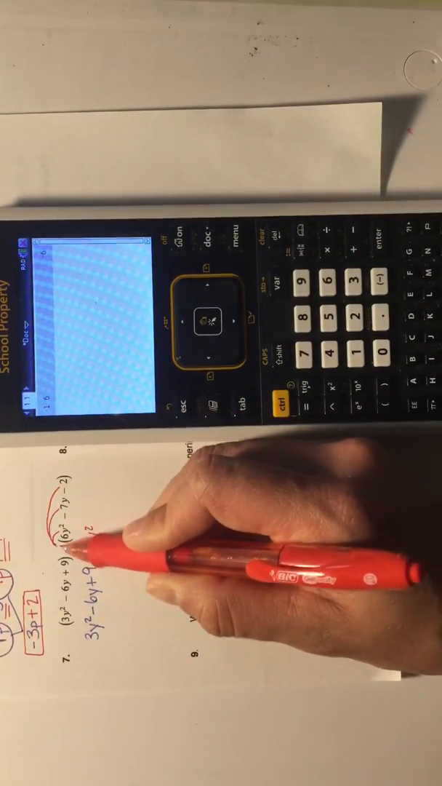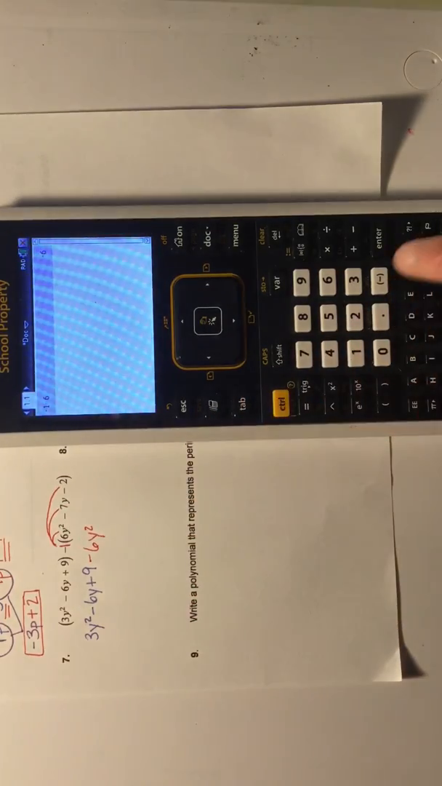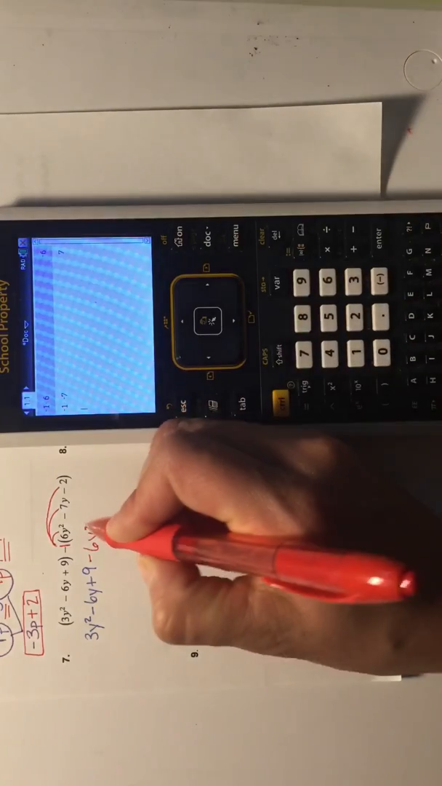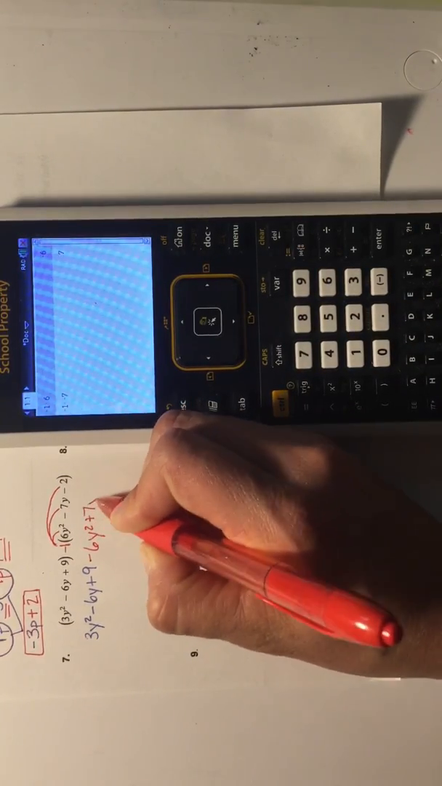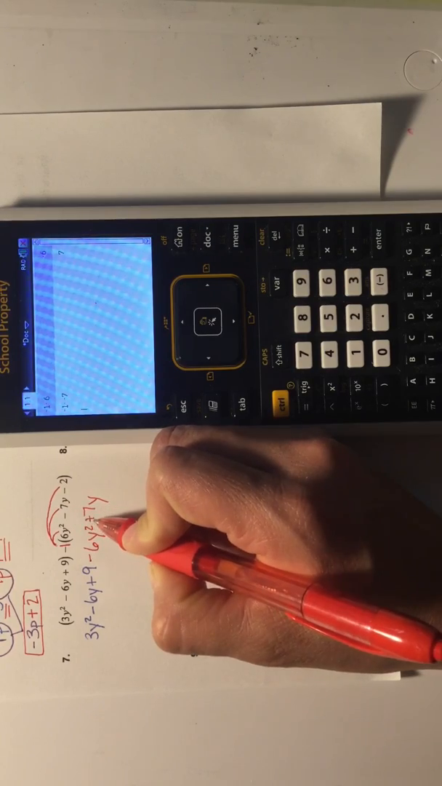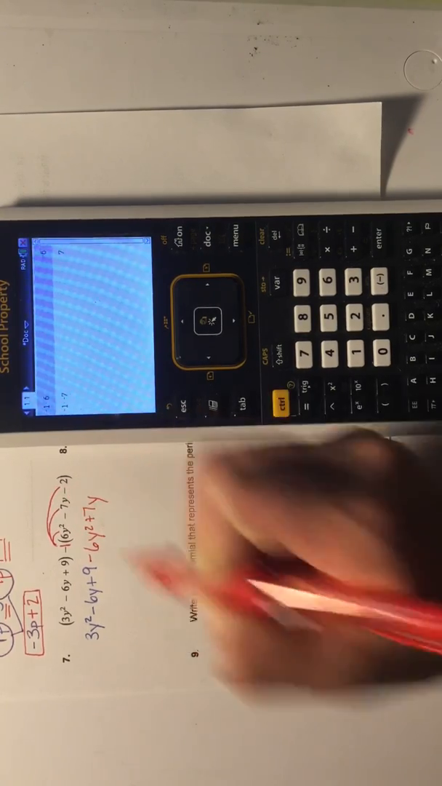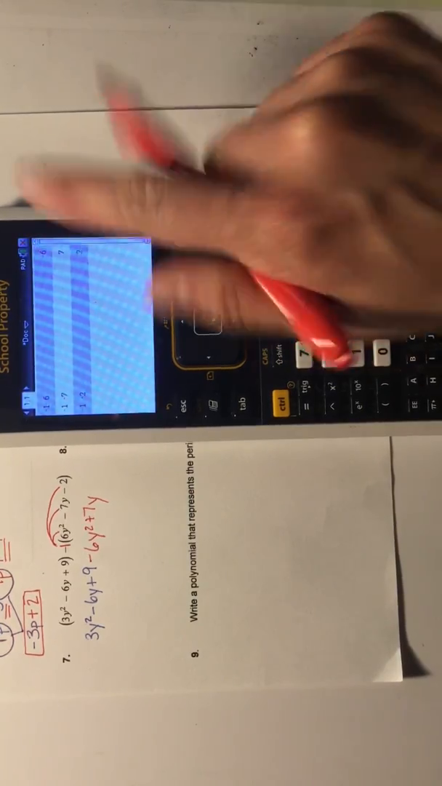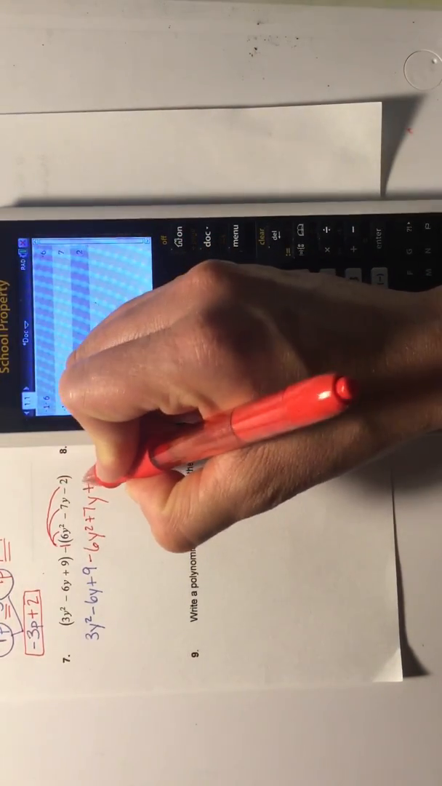A negative 1 times a negative 7, a positive 7. So I have plus 7y. So it goes from a 6 to minus 6, from a minus 7 to a plus 7. This minus 2 is going to change to a plus 2. Negative 1 times negative 2, positive 2, so plus 2.